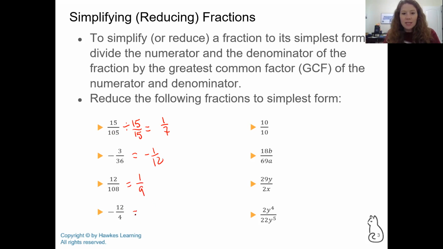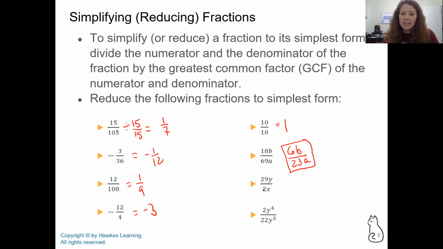Negative 12 divided by 4 is negative 3. Any number divided by itself is 1. All right, now I can divide 18 and 69 both by 3, I know. Can I divide them both by 9? No, I cannot. So I divide 18 by 3, and I get 6. The B doesn't cancel because there's no B on the bottom. And 69 divided by 3 is 23A. So my variables didn't cancel or reduce, so that's part of my final answer.